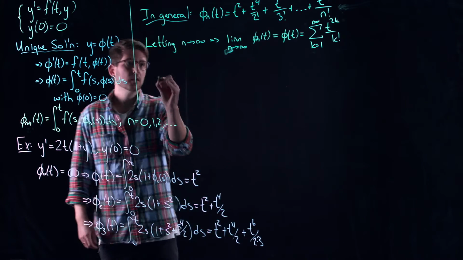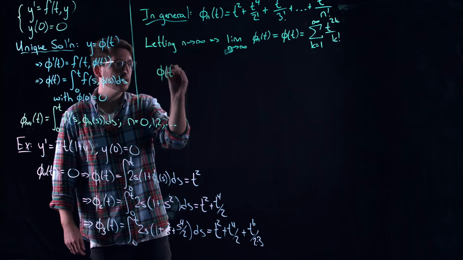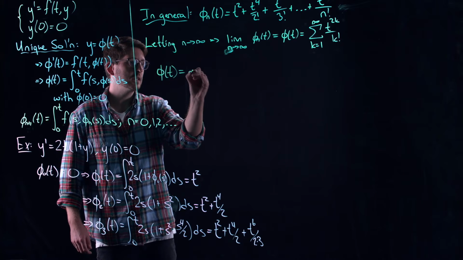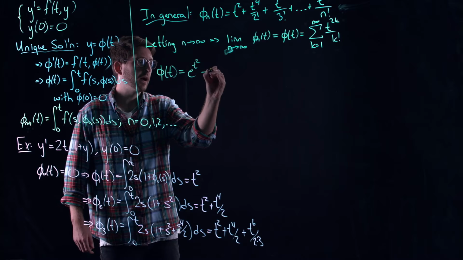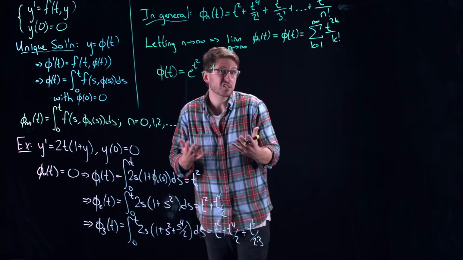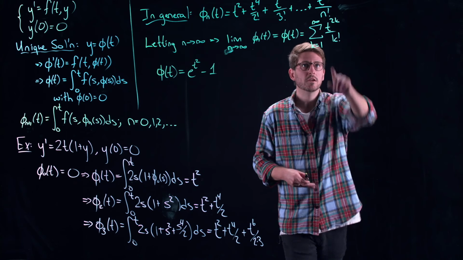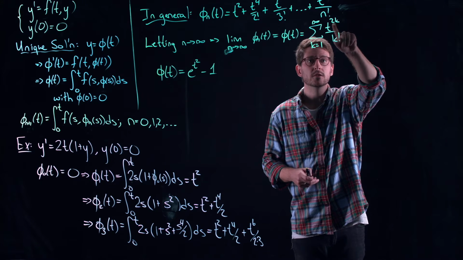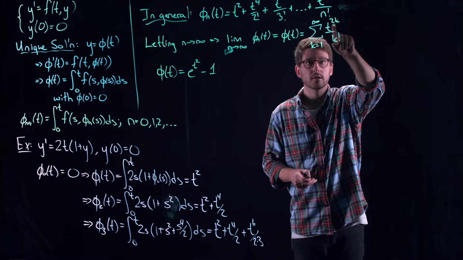So, in fact, we actually know that phi of t is e to the t squared minus 1. That's it. Nothing too exciting. And you can see the t squared coming from this t to the 2k that we're counting along here.